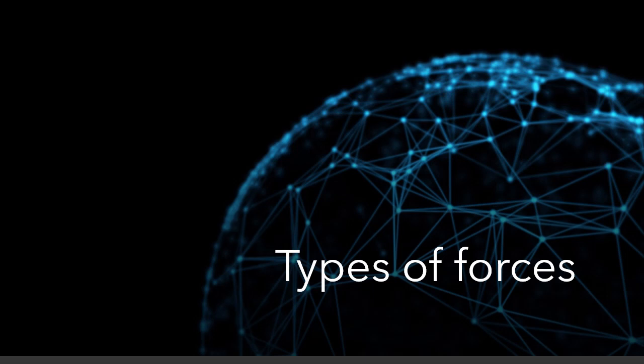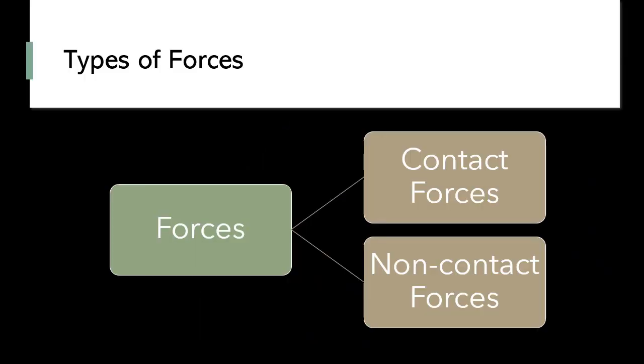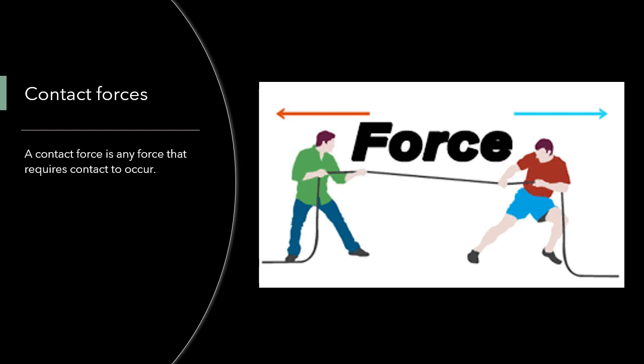And now we're going to talk about the types of forces. There are two types of forces. The first one is contact forces, and the second one is non-contact forces. Let's start with the first group of the types of forces. It's the contact forces. A contact force is any force that requires contact to occur. So if there's no contact, the force will not happen.